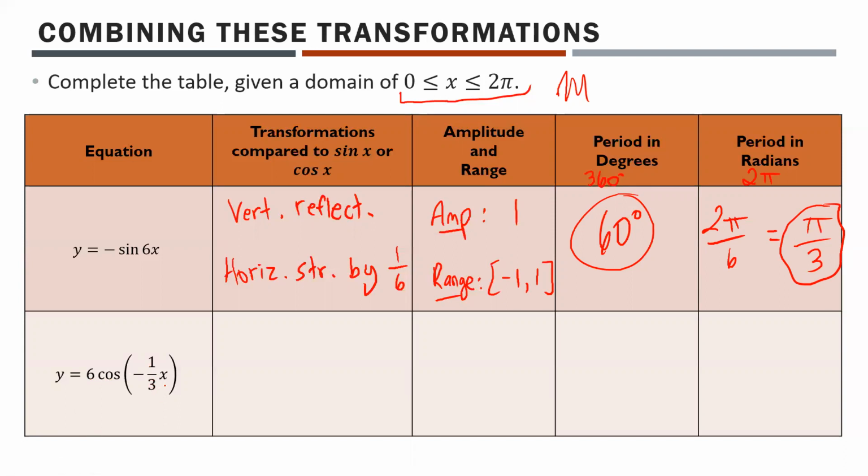Holy smokes. All right, let's look at all the things that are happening on this. We have a 6 on the outside. That's a vertical stretch by 6. What you see for a vertical stretch is what you get. It's not like horizontal stretches where it's backwards.